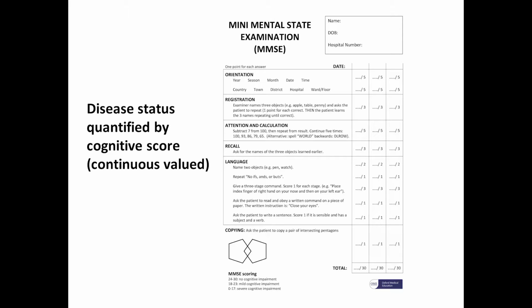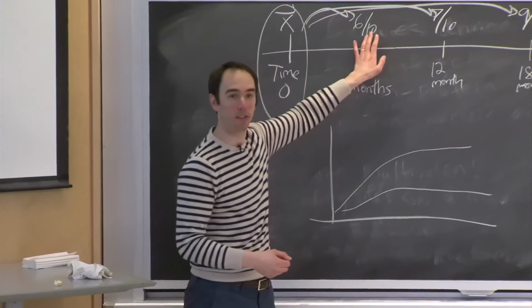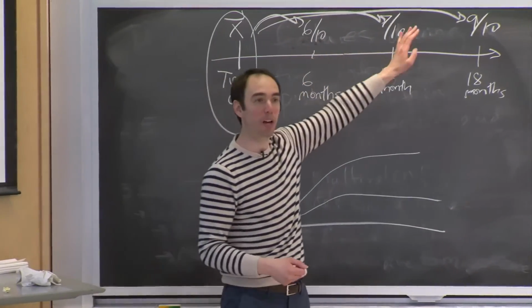Then you might continue. So you might ask something else, like subtract 7 from 100, then repeat from results. So some sort of mathematical question. Then you might return back to that original 3 objects that you asked about originally. Now it's been, let's say, a minute later, and you say, what were those 3 objects I mentioned earlier? And this is trying to get at a little bit longer term memory. And so on. And one will then add up the number of points associated with each of these responses and get a total score. Here it's out of 30 points. If you divide by 3, you get the score I gave you here. Okay? So these are the scores that I'm talking about.